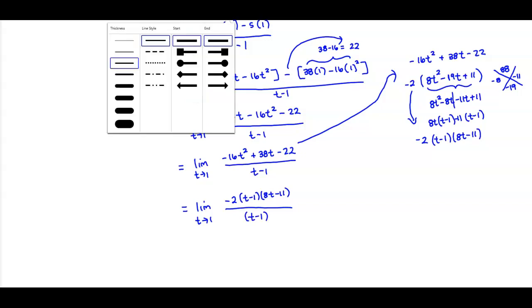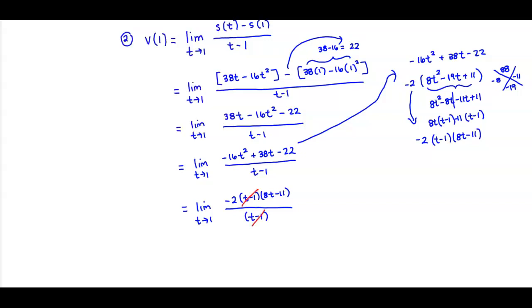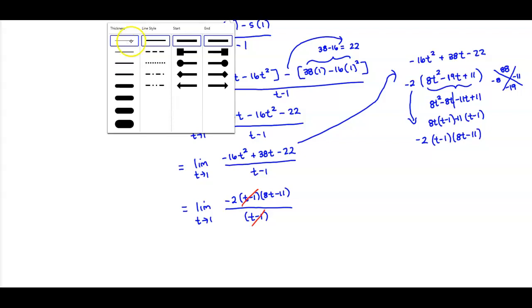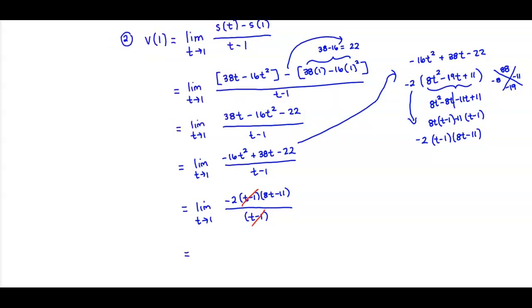So therefore we can simplify the t minus 1. So we end up getting the limit as t approaches 1 of negative 2 times 8t minus 11. So now let's go ahead and apply the limit. So we have negative 2 times 8 times 1 minus 11. Well, that's negative 2 times negative 3, which is equal to positive 6.